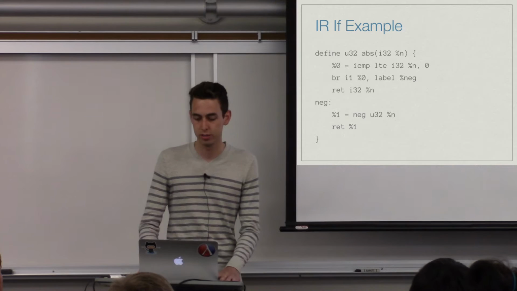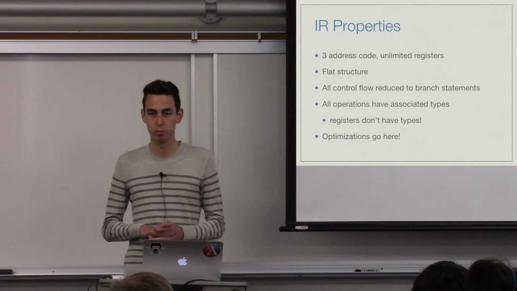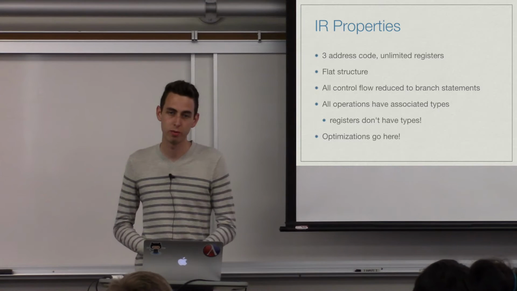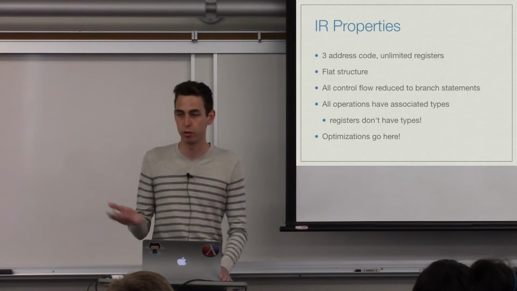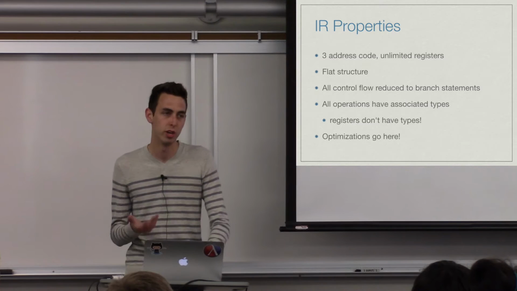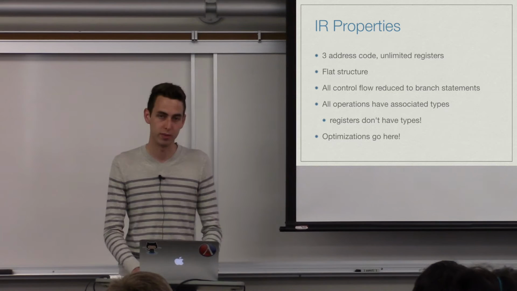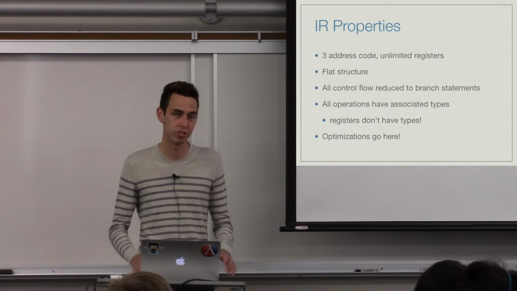Some other properties besides three address code and unlimited registers: you have flat structures. All control flow is reduced to branch statements. In C, that would include switch statements. In more complex languages, it would include pattern matching. All of that can be reduced into just simple branches, which also makes an intermediate representation a lot more global for the languages targeting it. Also, all the operations have types associated with the operation, which is also how machine code works, right? RAX, the first register, doesn't have a type associated with it. It just takes on whatever type the operation tells it to. The same thing is implemented in the LLVM intermediate representation. And then we're going to come back to all the cool optimizations that happen in this stage.